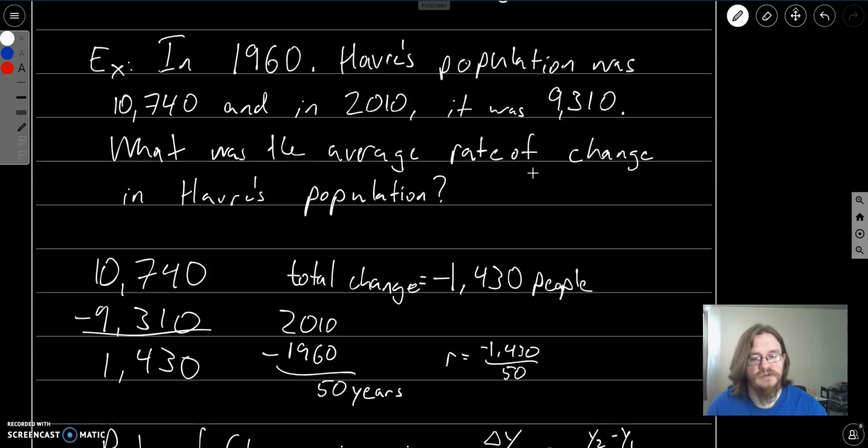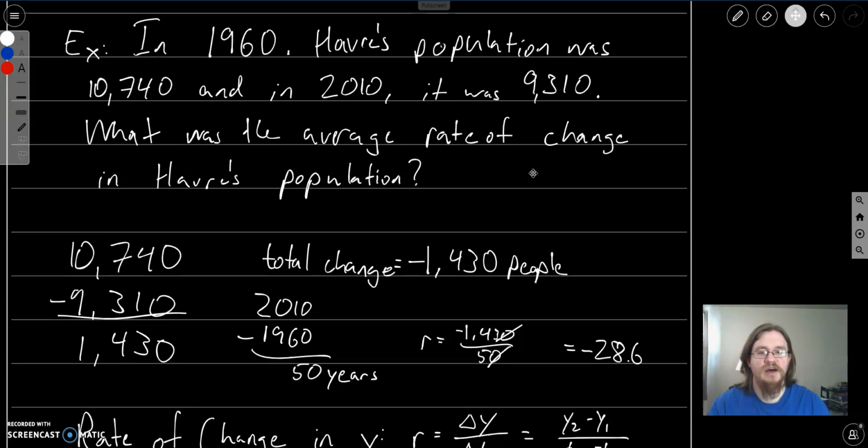I will try to simplify this as much as I can. So let's cancel off a factor of 10. 143 divided by 5. So on average, Havre has lost 28.6 people, and the units here are important. The negative 1,430 was the number of people, and on the bottom is going to be years. So it's going to be negative 28.6 people per year.